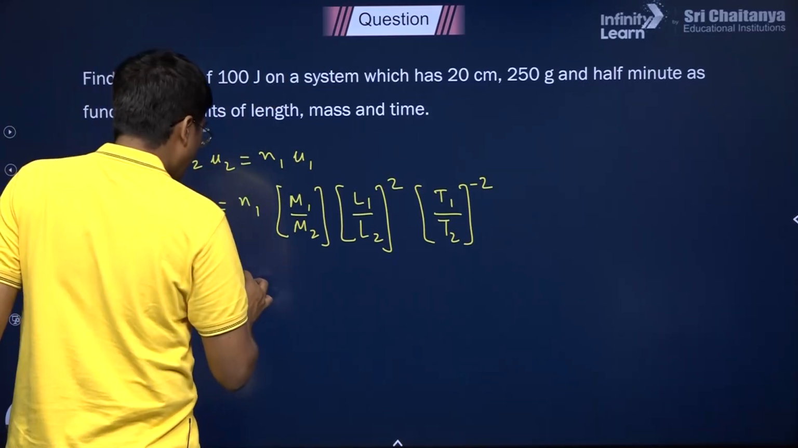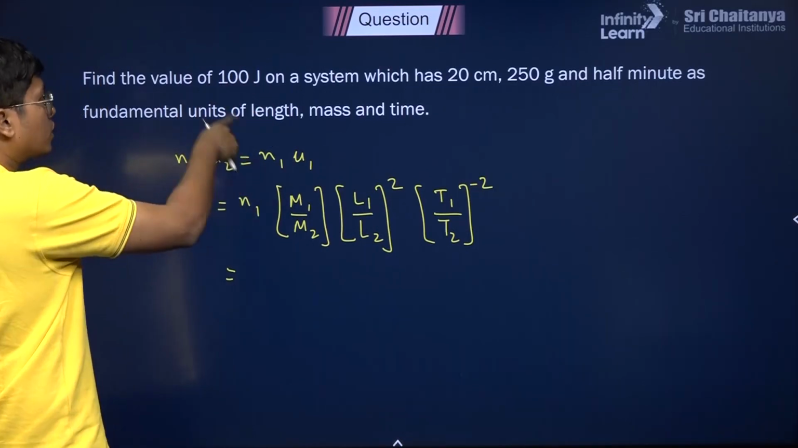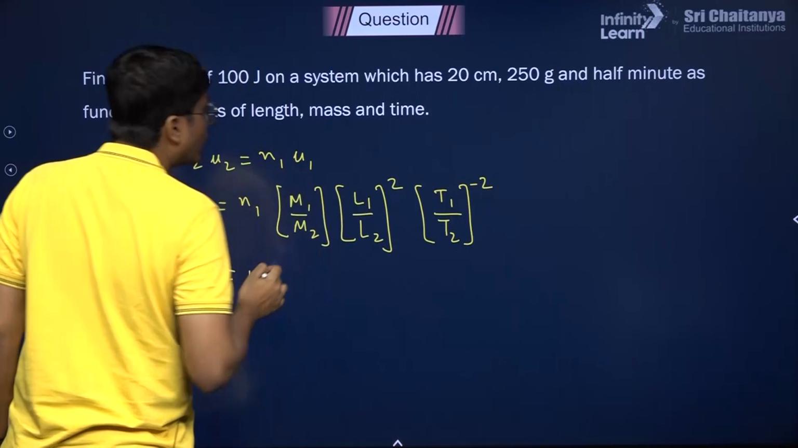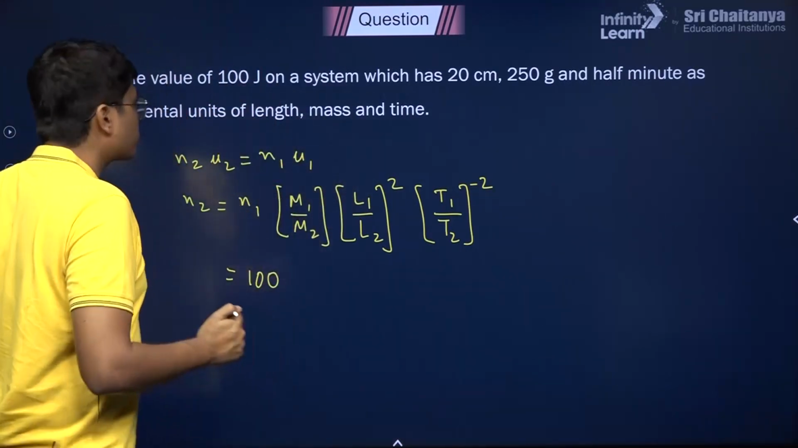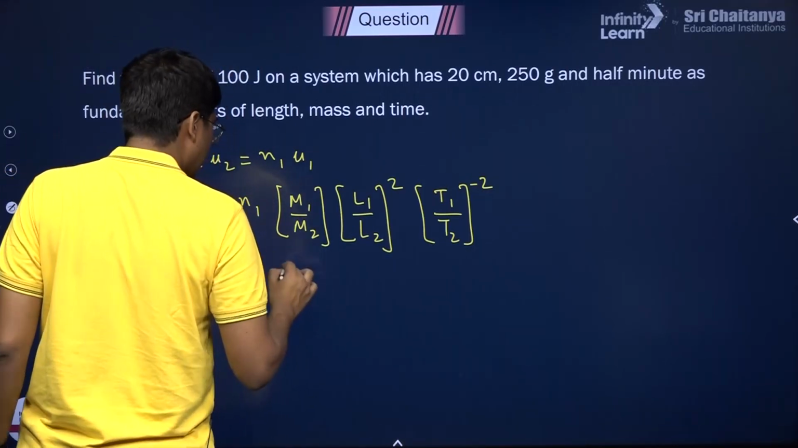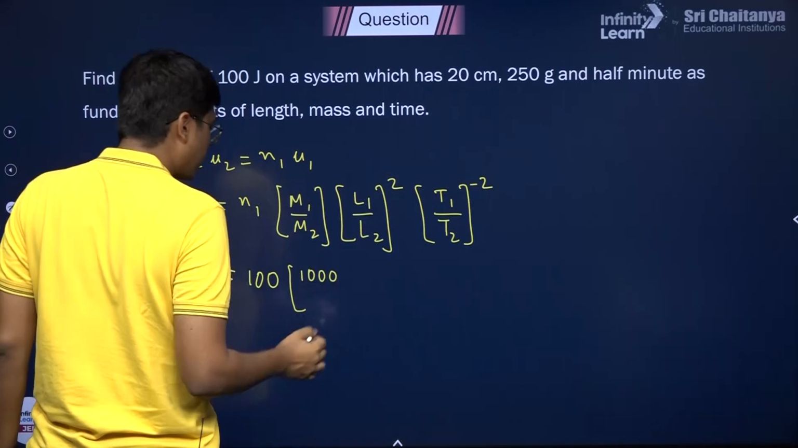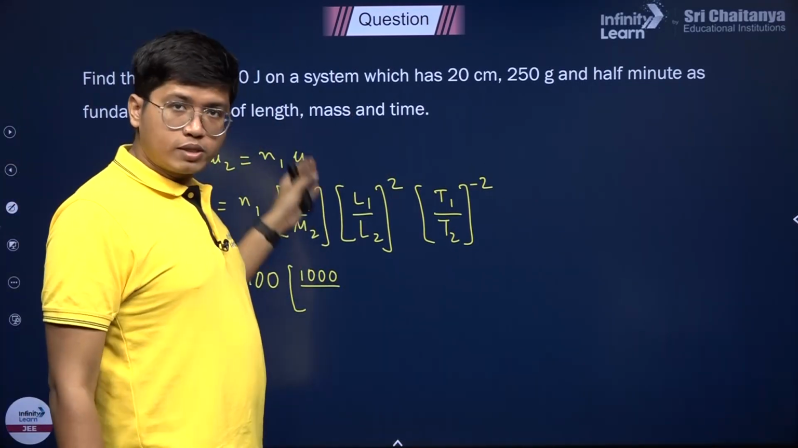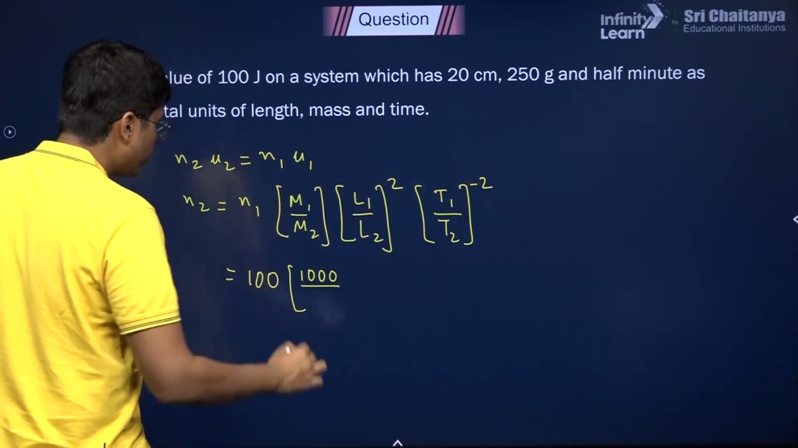Now how much is N1? The value in the first unit system is given, 100 joules. What is M1? In the normal SI unit, it's 1 kg, so we'll keep it as 1000 gram. The reason we are representing it as 1000 grams is that in the U2 system, the defining mass is 250 gram. So we have 250.